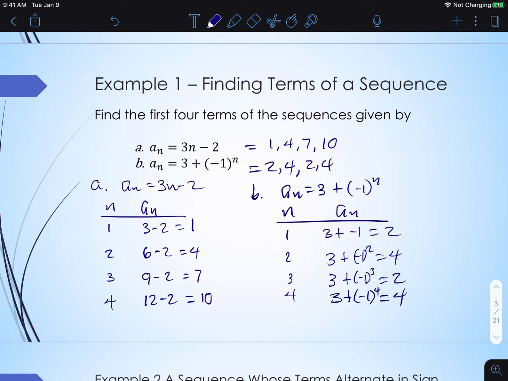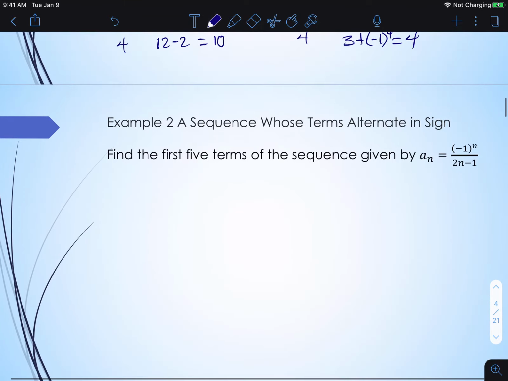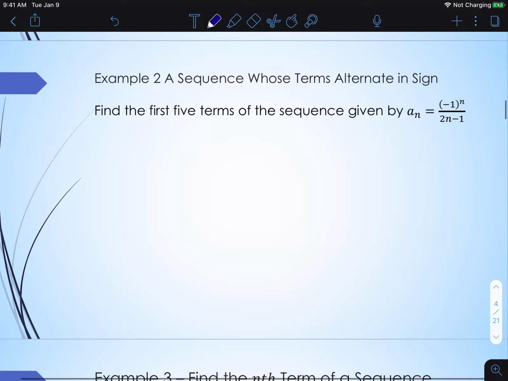And that's example 1. Example 2 says here's a sequence whose terms alternate in sign. Well, so each of the terms now are going to alternate in sign. And that's done simply by taking negative 1 and raising it to the nth power and making that affect the whole sign of the solution. So let's just go ahead and do this one. This just says find the first 5 terms.